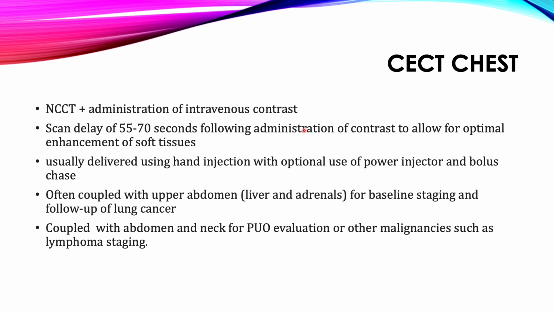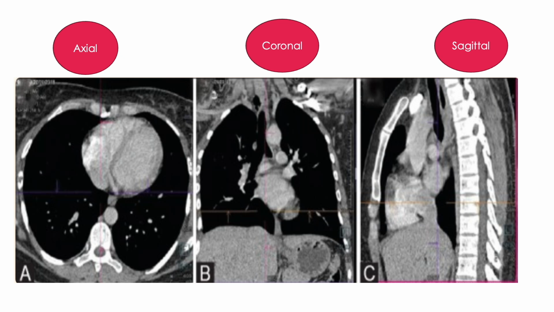So we would take a non-contrast scan first, we administer the IV contrast, we delay the scan by 55 to 70 seconds, allowing the contrast to enhance the soft tissues, by giving an injection either through the hand with an injector or a bolus. Usually, whenever we do a contrast enhanced CT, we try to acquire images of the upper abdomen. It helps us in staging of lung cancers as well. And when you're doing it for PO evaluation, you should do a contrast enhanced CT chest and abdomen together.